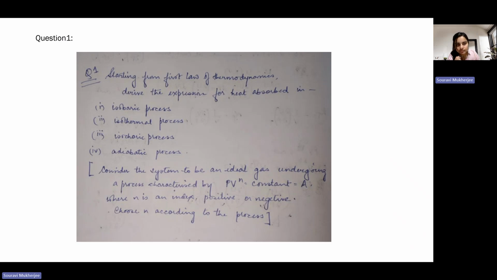Now, what does isobaric process mean? It means that P is constant, right? So what it means is that if you compare it with this form, this n has to go to 0. Anything to the power 0 is 1, so that would give you P equal to constant, right? So in this process, n goes to 0.